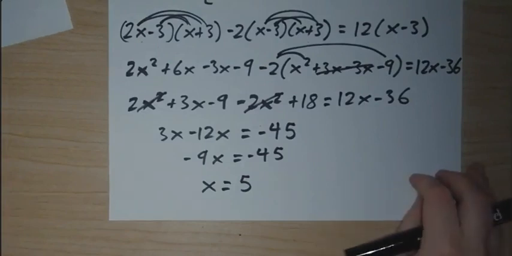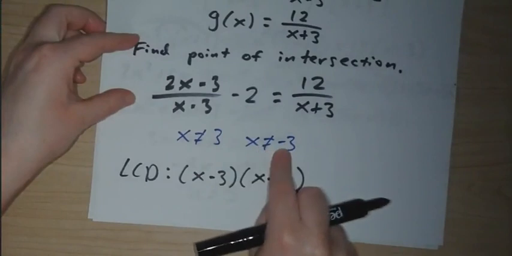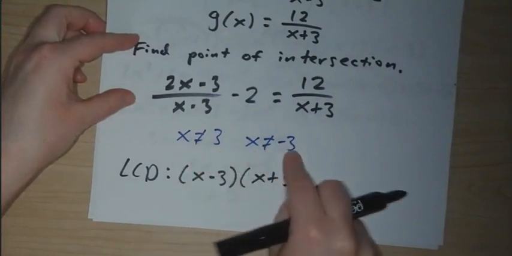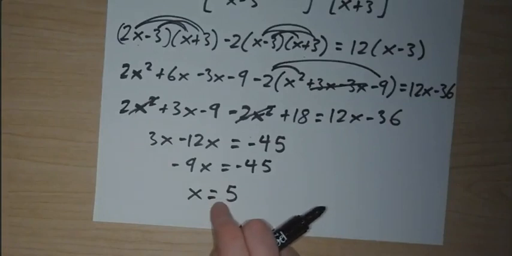And we go back to look at our domain restrictions to make sure that we can have x equals 5. We notice that x cannot be 3 or negative 3. So our x equals 5 is legitimate.